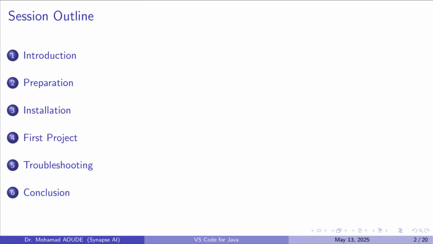Here's a roadmap for our session today. We'll start with a quick introduction to VS Code and why it's a good choice for Java development. We'll then go through the preparation steps, what you need before you install anything. The main part will be the installation process itself for VS Code and the essential Java tools. After that, we'll create and run our very first simple Java project. We'll touch on common issues and how to troubleshoot them, and finally, summarize and look at what comes next.